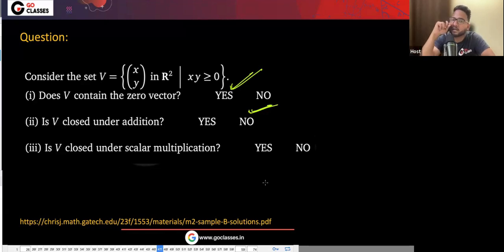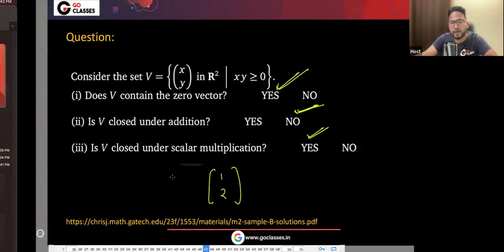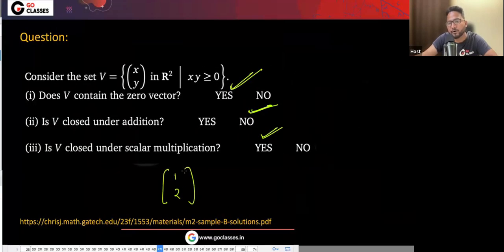What do you think? This is interesting. Yes, it is closed under scalar multiplication. Actually, if one is positive, then multiplying by some scalar cannot change one to be positive and one to be negative, right? So if you multiply by minus one, both will be negative, which is again okay. If you multiply by plus one or plus two or something like that, both will be positive, which is again okay. So it is closed under scalar multiplication.